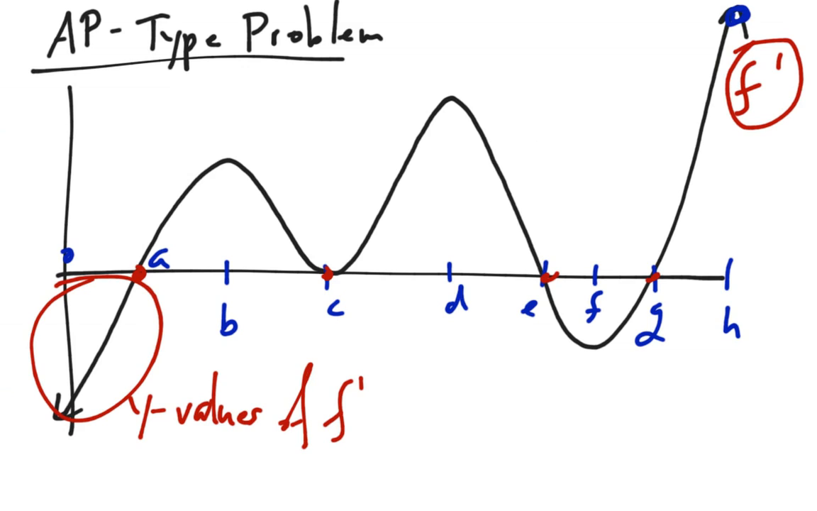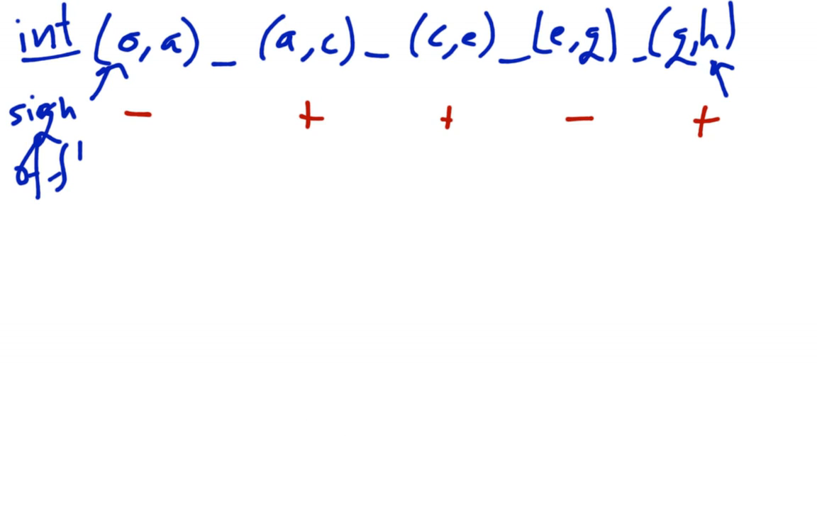Between a and c, we have positive. Between c and e, we have positive. Between e and g, we have negative. And between g and h, we have positive. So that can go like that. The next line was whether or not f was increasing or decreasing based on f prime. And remember, the relationship here is that if f prime is negative, that means f is decreasing. Positive means increasing, like this. So that's the behavior, rather, of f on these intervals.